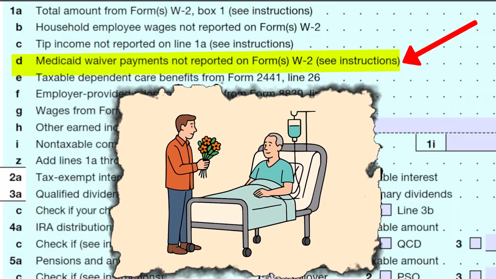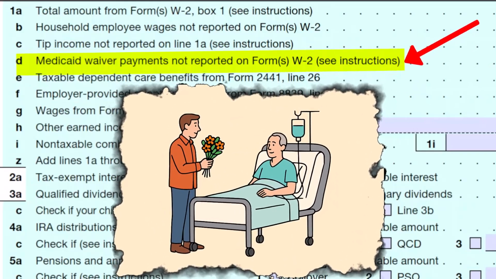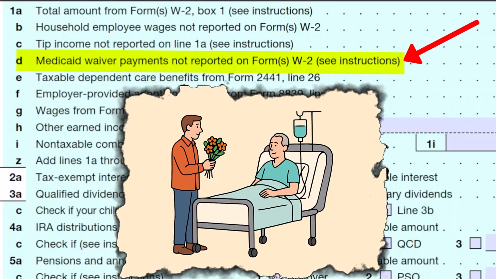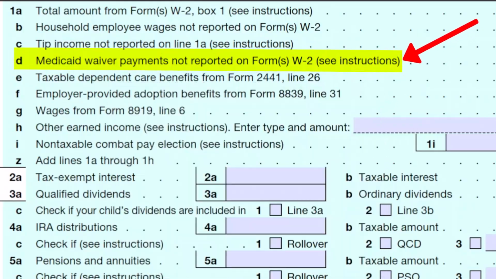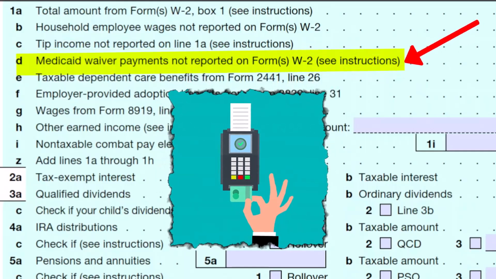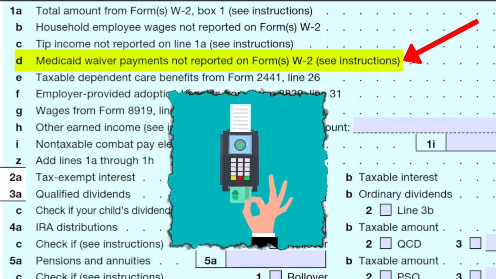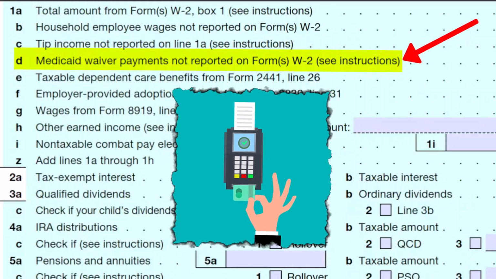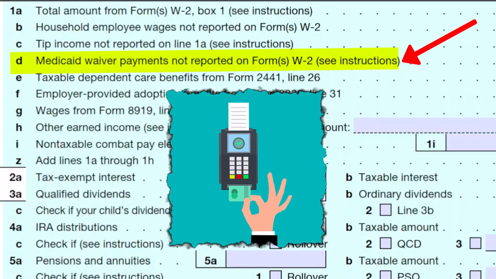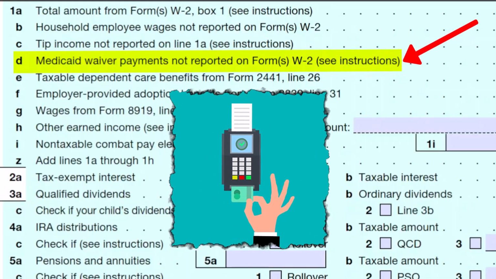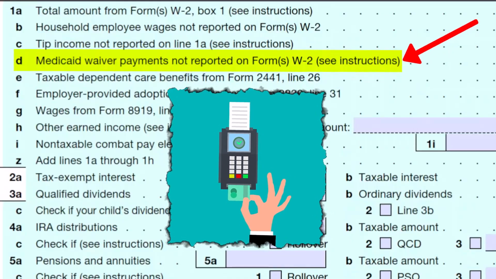For example, if you receive $4,000 for providing adult foster care in your residence, you would enter that figure on this line. Reporting these payments correctly allows you to include them in your earned income for certain tax credits while keeping them non-taxable. This ensures you receive the maximum benefit from programs like the Earned Income Tax Credit. It acts as a specialized placeholder for these unique caregiving funds.